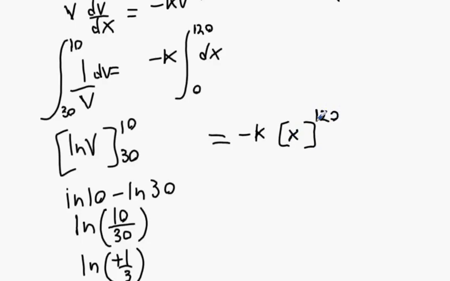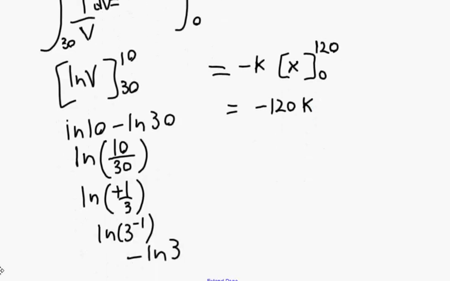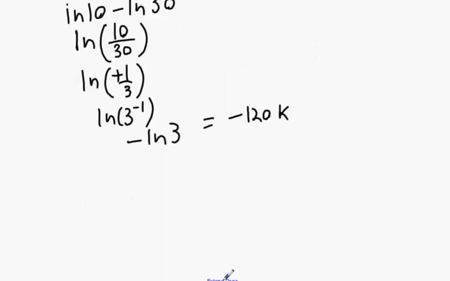120 and 0, minus 120k, yeah? So minus 120k equals ln 3, k equals ln 3 all over 120.